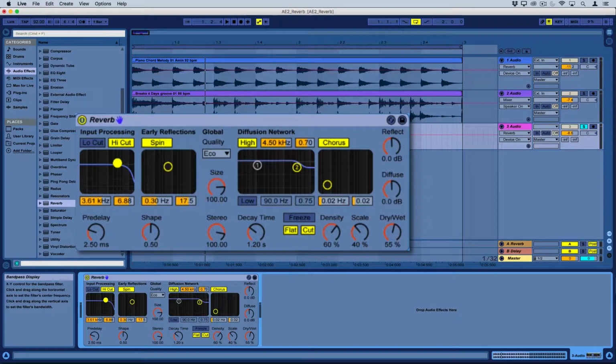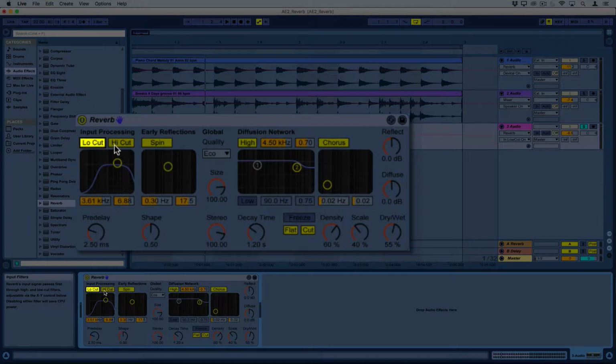Let's listen how this affects the signal. Notice with the low cut on, and we move this to the right, our reverb removes the low frequency in it.